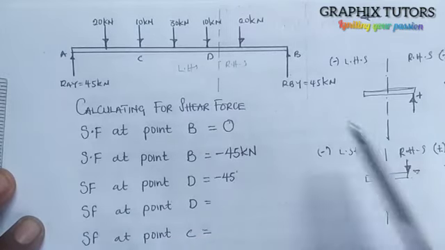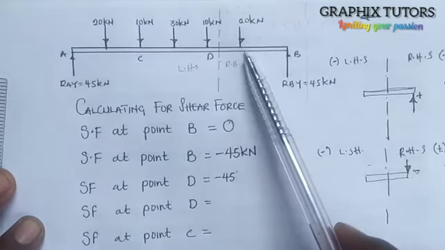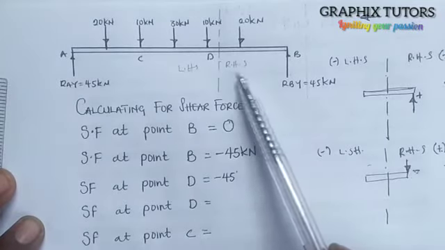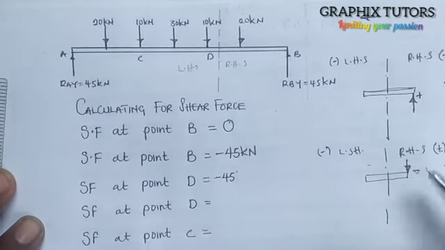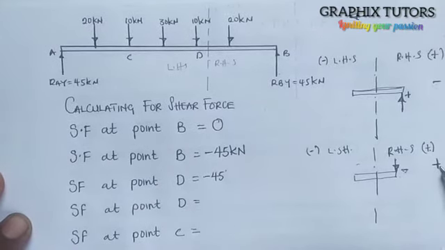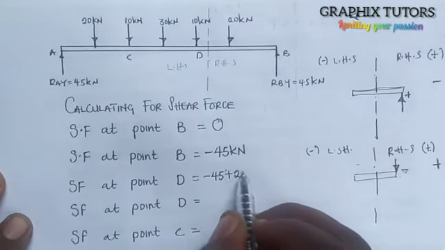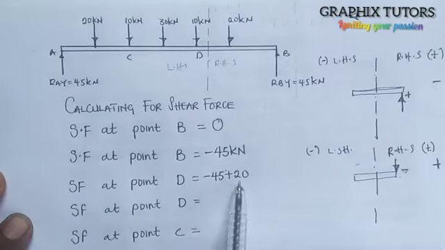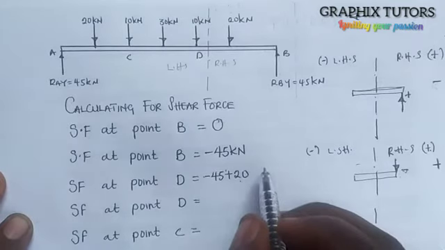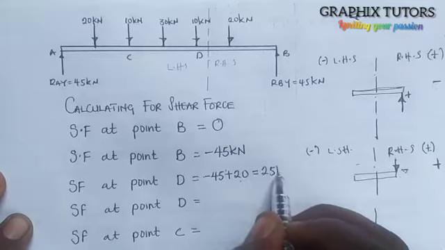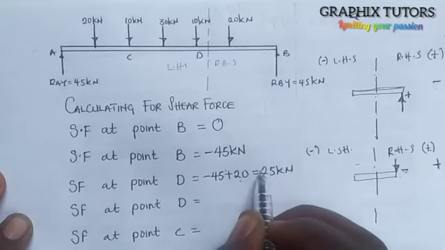Right? Now what's the new force? It is 20. Now what is happening? The 20 is facing down at the right hand side, and whenever the force is facing down at the right hand side, shear force is positive, which I explained earlier. So I'm going to say plus 20, because the force facing down is 20. And this is going to give us minus 25 kilonewton.